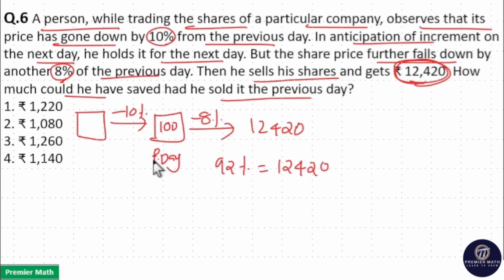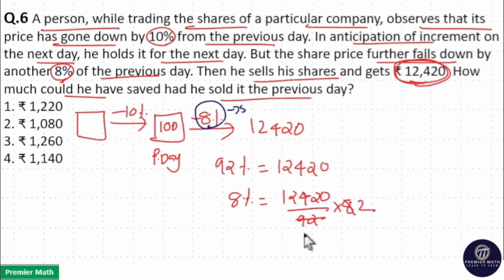Now, if he sold it the previous day, he would have got 100% value. But he will get 92% today. So, if he sold it the previous day, he would have saved 8%. So, this is the savings. Now, 8% value is equal to 12,420 divided by 92 into 8. 4 goes 2 times in 8, 4 goes 2 times in 9, 3 times in 12. And 23 goes 5 times in 124. 23 into 5 is equal to 100 plus 15, 115. Remaining 9.